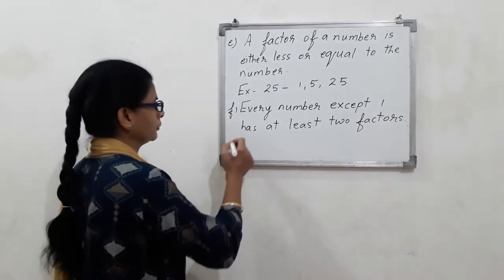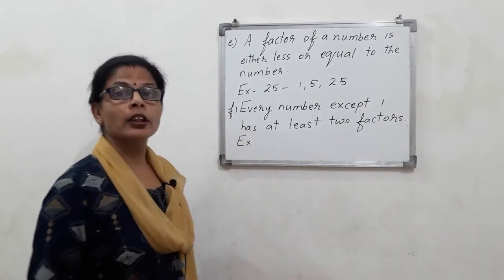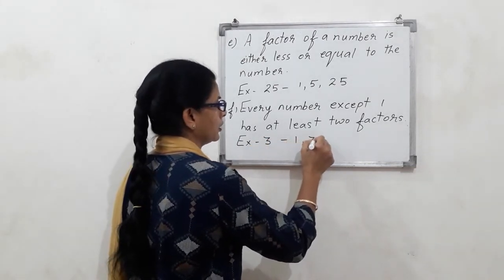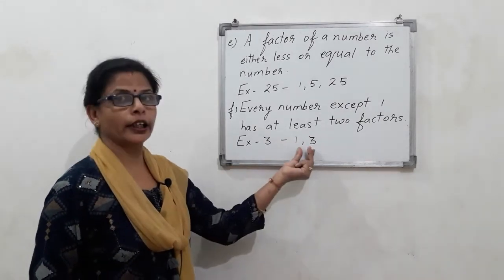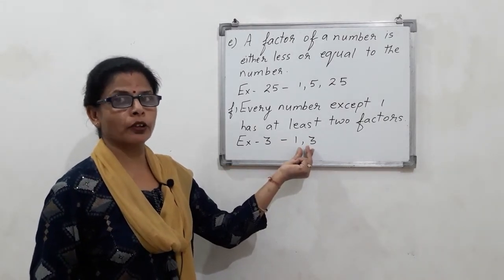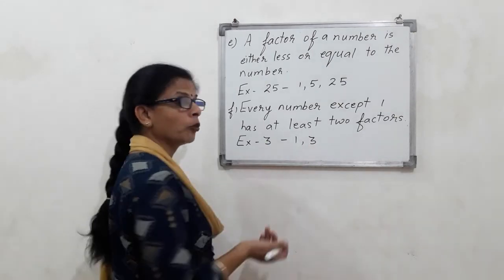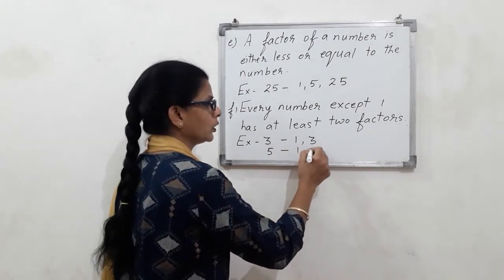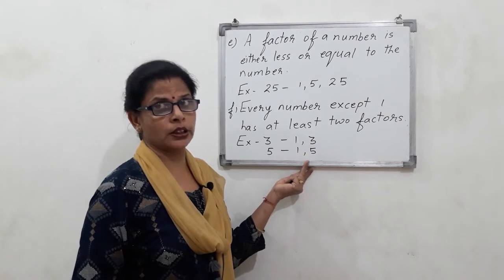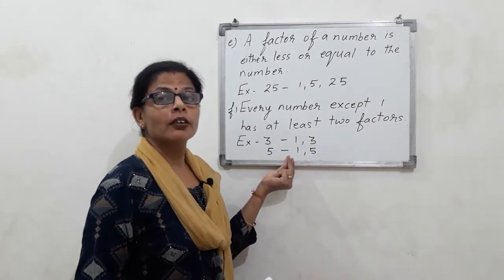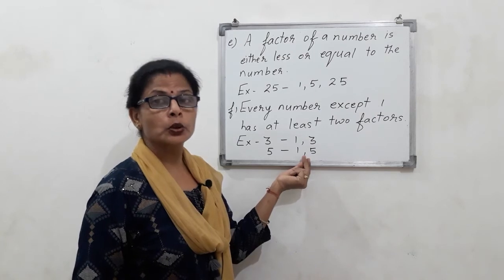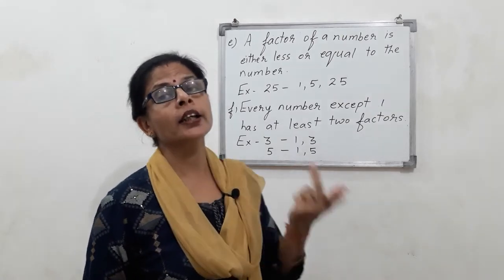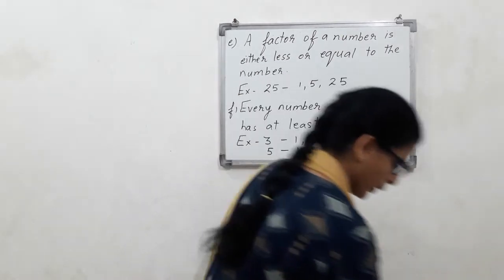For example, if we take 3, number 3 comes in 1 and 3. So 3 has at least 2 factors. But there can be more factors. If we write number 5, it also has only 2 factors. It comes in 1 and 5 table, no other table. So any number will have at least 2 factors, because it comes in 1 and itself, right?